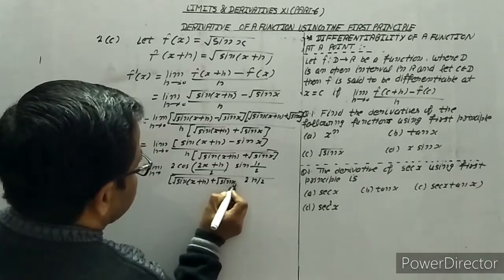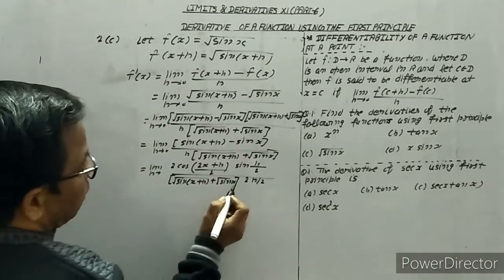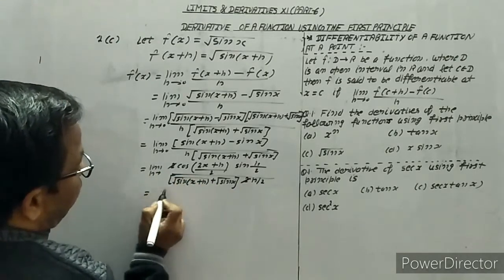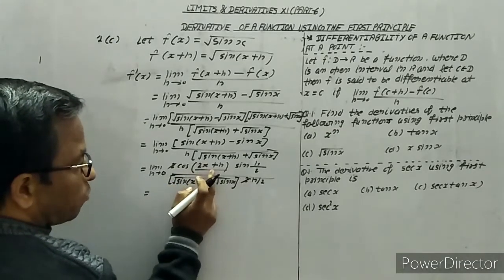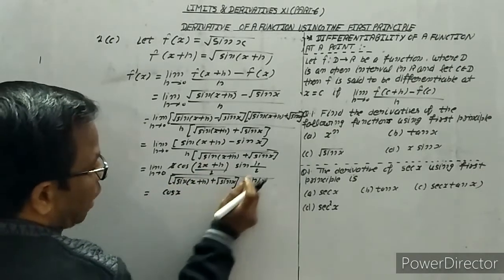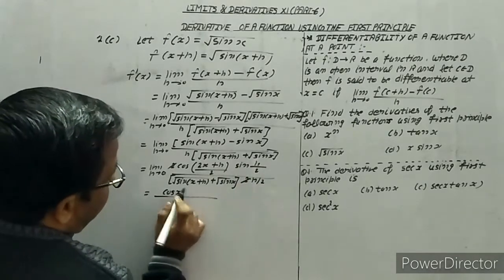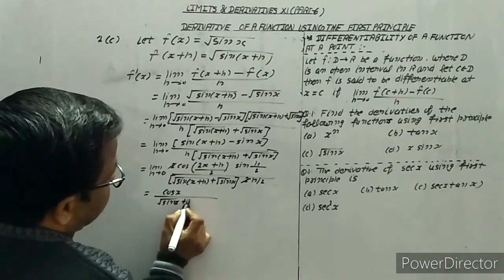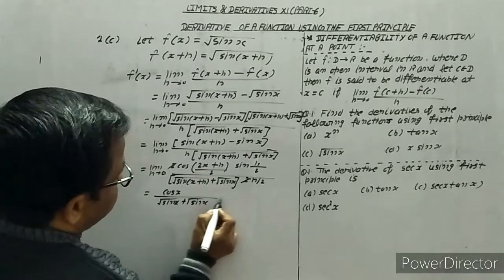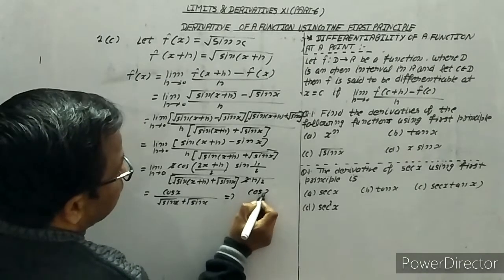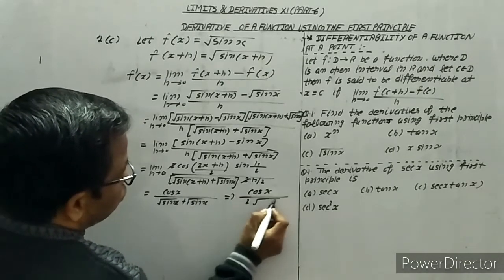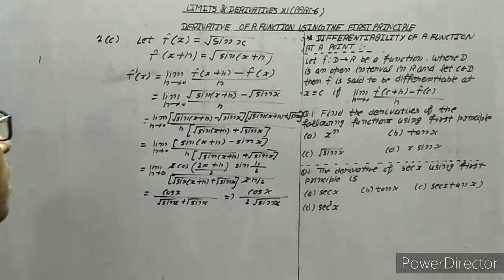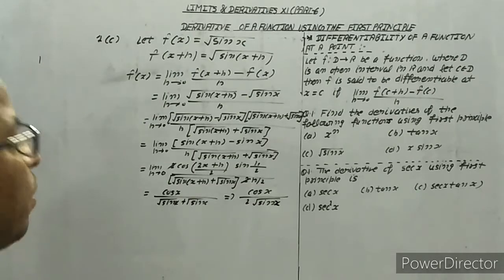Now, if we put the limits, what do we get? First of all, the 2s cancel out. If we put the limit here, this becomes cos x. Sin(h/2) upon h/2 is 1. And here this becomes root sin x plus root sin x, which means 2 root sin x. So the derivative of this is cos x upon 2 root sin x. This is the way to find the derivative of a given function.